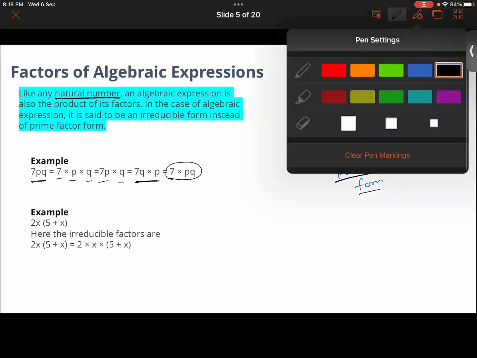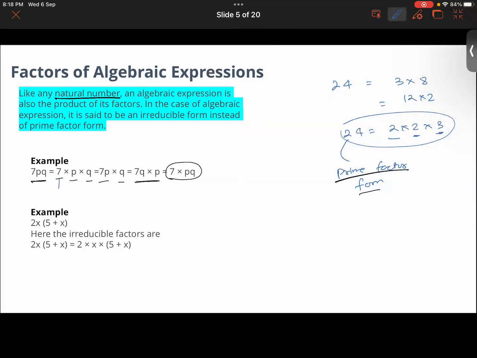Like for 7, you can say that it is a prime number having only factors 1 and 7. But about p or about q, you don't know it. It is ambiguous. So you will be saying that for the case of algebraic expressions, you get an irreducible form instead of getting a prime factor form. Getting it?